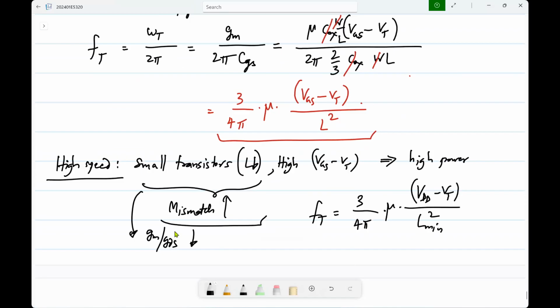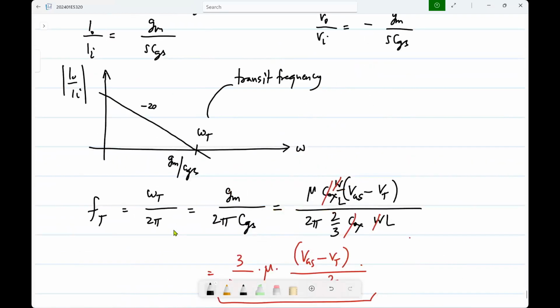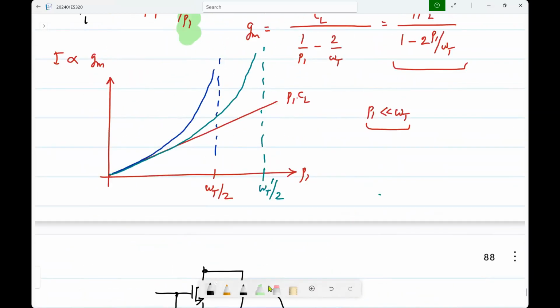This fT is given as some parameter. It doesn't mean that if you have 100 gigahertz fT, you will be able to design circuits up to 100 gigahertz. The better way to interpret it is, if you have two transistors, one with 100 gigahertz fT, another with 200 gigahertz, you are likely to be able to design higher speed circuits with the second one. So this example should tell you what really happens as you try to increase the speed.